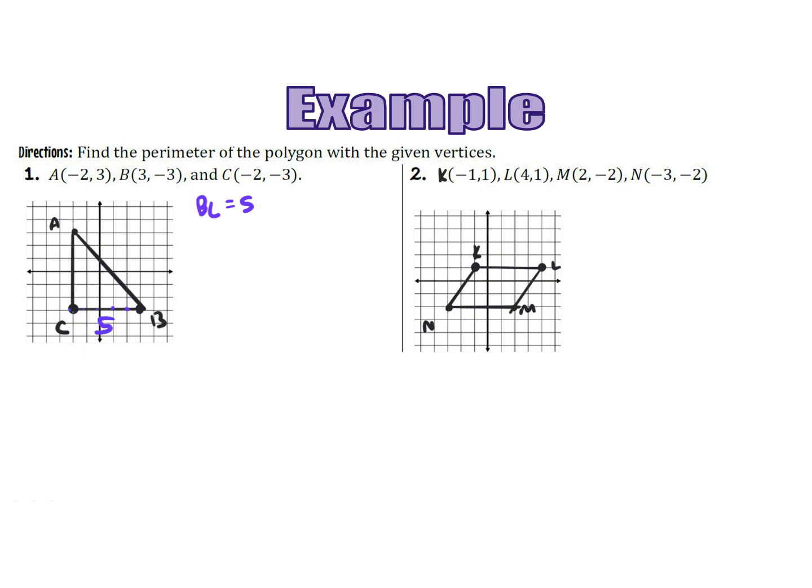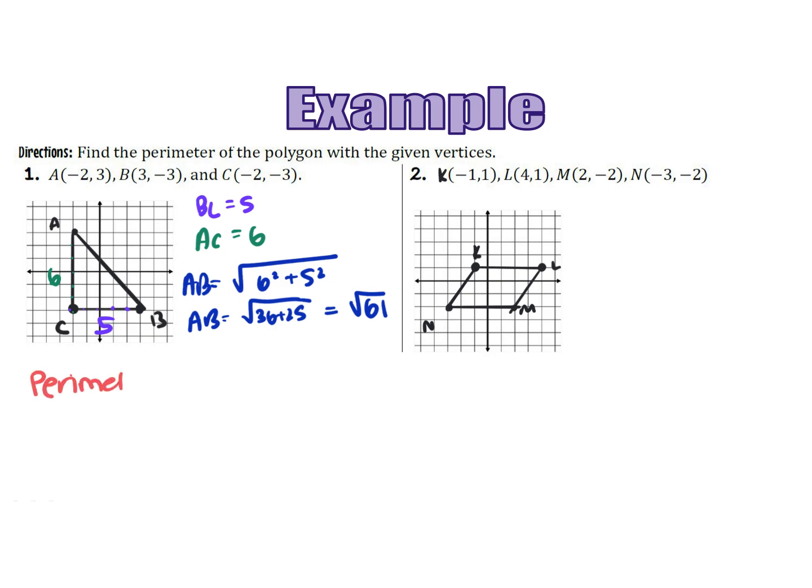We can find AC by counting as well. 1, 2, 3, 4, 5, 6. AC has a length of 6. So we know that we can find AB using the distance formula or the Pythagorean theorem. That's going to be 6 squared plus 5 squared inside that square root. 6 squared is 36, and 5 squared is 25. So AB is going to be the square root of 61. So if we're trying to find the perimeter of triangle ABC, we would get 5 plus 6 plus the square root of 61, or we would get 11 plus the square root of 61.